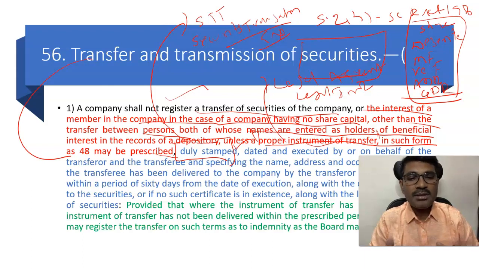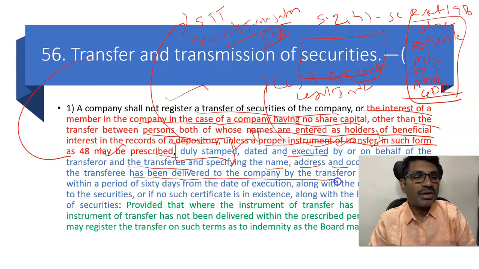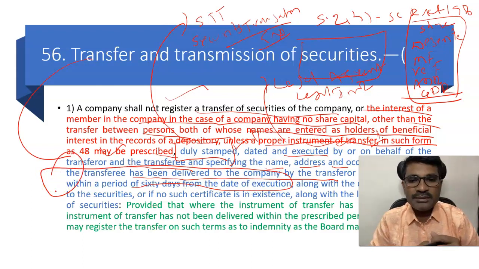The whole issue became a subject matter in different adjudicatory bodies in different jurisdictions. The third important requirement: it has to be executed by or on behalf of the transferor and the transferee, specifying the name, address and the occupation if any, and the transfer has to be delivered to the company by the transferor or the transferee within a period of 60 days from the date of execution. So they provided among the two people 60 days after execution of the document, where the transferee will make an application to the company: kindly add my name in the share certificate. After receiving the original certificate from the transferor, on the basis of that certificate the names will be changed. So they provided a time of 60 days to transfer the name on the securities.